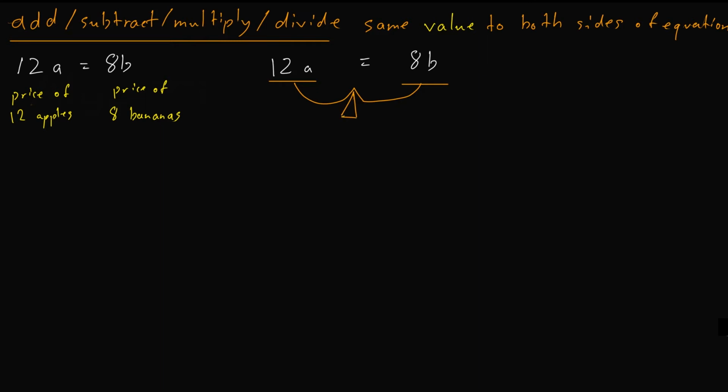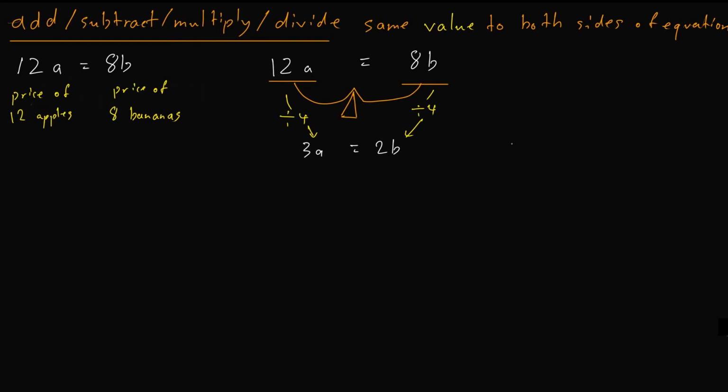So as an example, why don't we divide both sides by 4? Right, and if we do that, what happens? Well, we're going to get 3a is equal to 2b, right? And so doing this has helped us simplify the equation. We've reduced this 12 and 8 into a 3 and a 2, and it's a little bit easier to think about this way. So that's a very simple way of simplifying things.